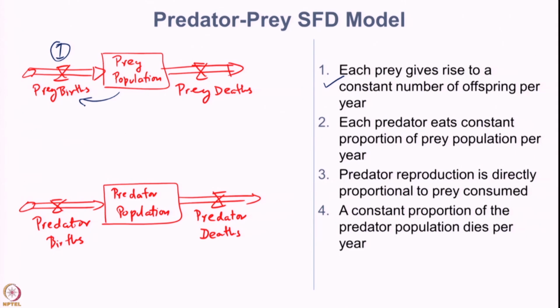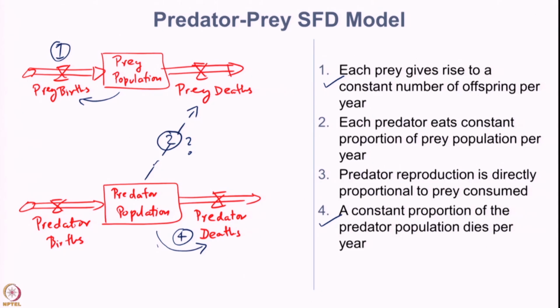Now let us look at the last one, a constant proportion of the predator population dies per year. This again can be straightforward and is given by this relation between the predator population and predator deaths. Now let us look at 2, each predator eats a constant proportion of the prey population per year. So that means the prey population is somehow affecting the prey deaths. This is what is represented by point number 2. We have not explicitly captured it, we need to capture it in some fashion, we will come to that.